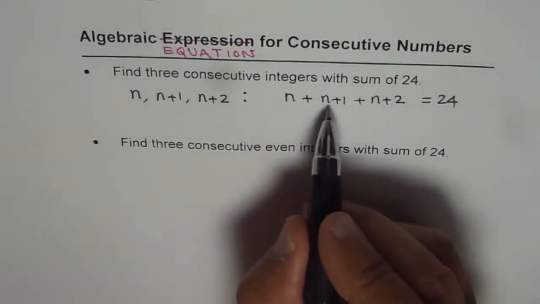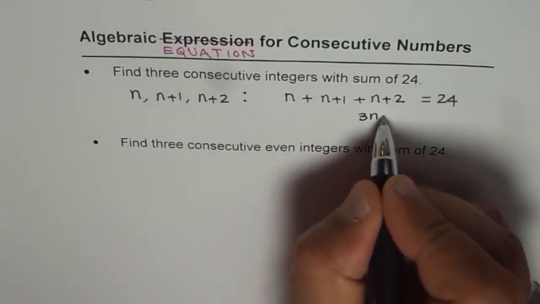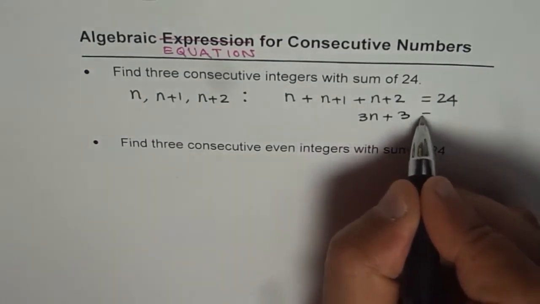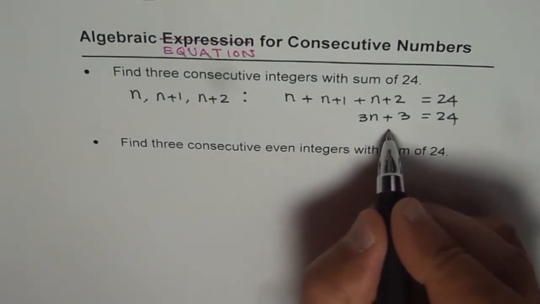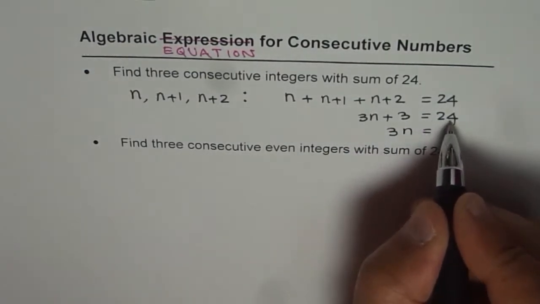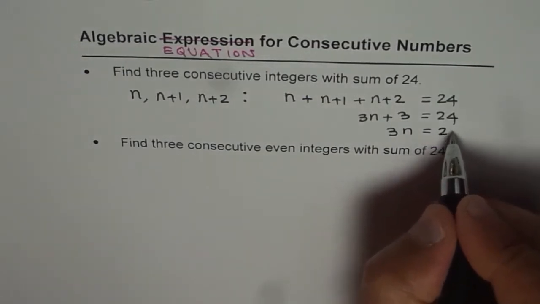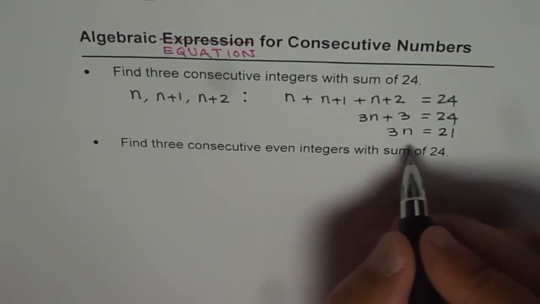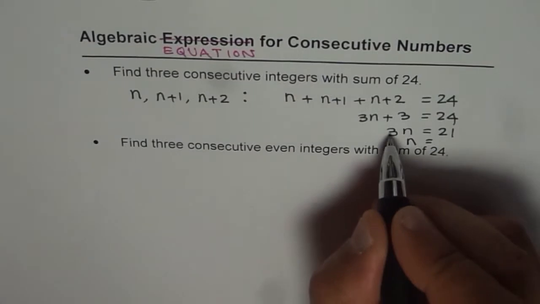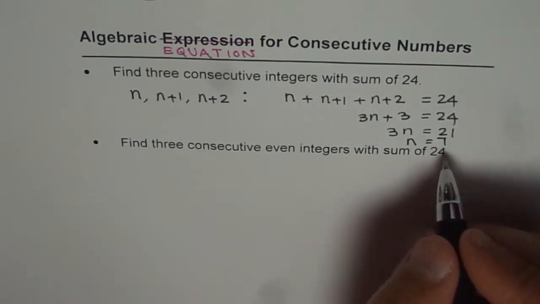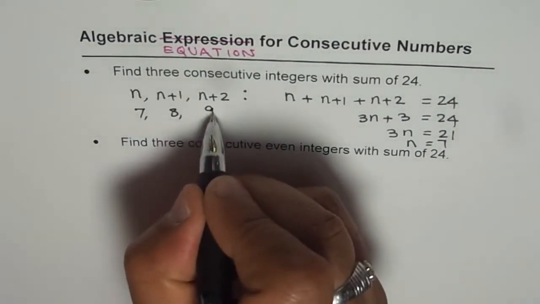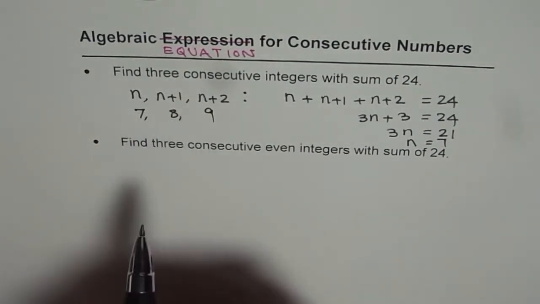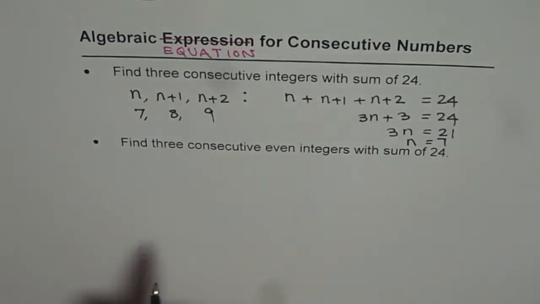Let's add them. 1, 2, 3n. So we have 3n plus 1 plus 2, which is 3, equals 24. Or 3n equals 24 minus 3, which is 21. And that gives the value of n as 21 divided by 3, which is 7. So the numbers are 7, 8, and 9. So when you add 7, 8, and 9, you should get 24. So that is how a question like this can be solved.